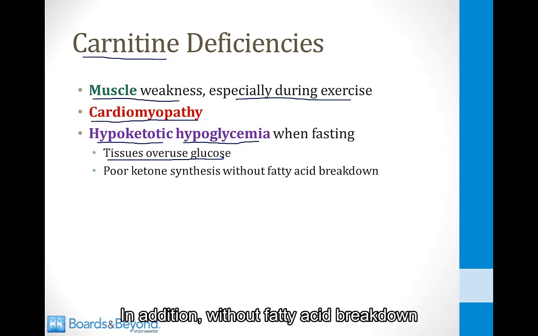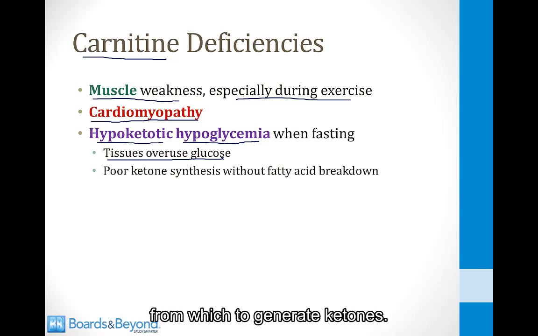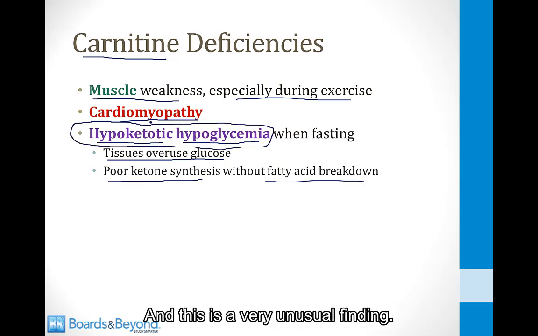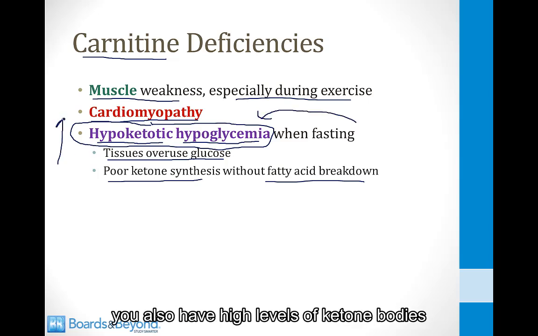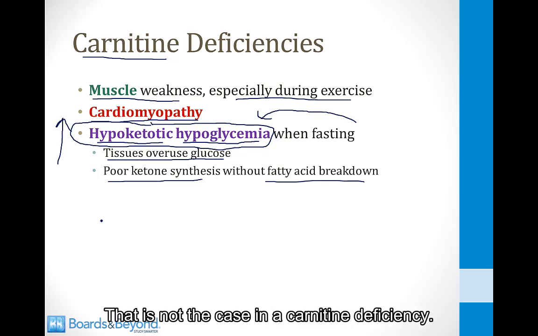In addition, without fatty acid breakdown to generate acetyl-CoA, you do not have a source from which to generate ketones, so you have poor ketone synthesis without fatty acid breakdown. As a result, you get hypoketotic hypoglycemia, and this is a very unusual finding. Normally, when you are hypoglycemic, you also have high levels of ketone bodies because you're metabolizing lots of fatty acids. That is not the case in a carnitine deficiency.